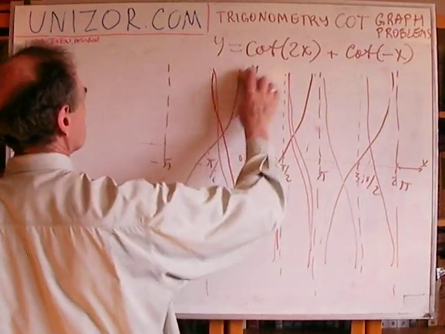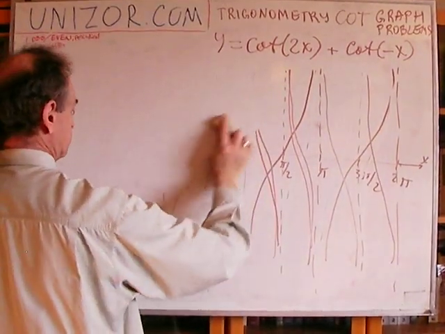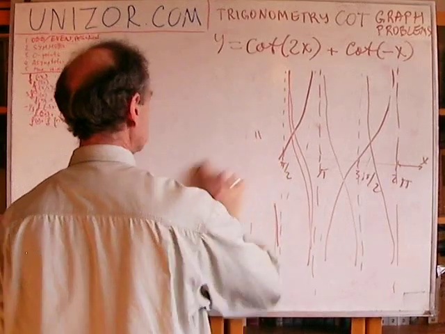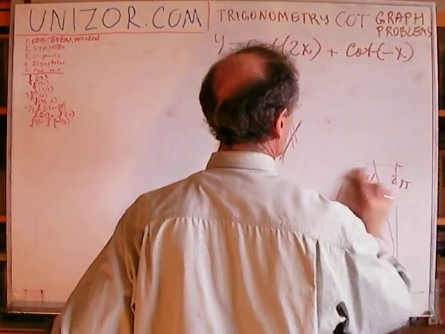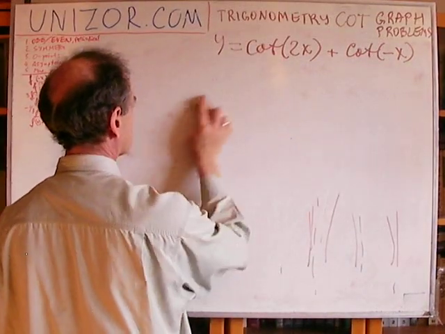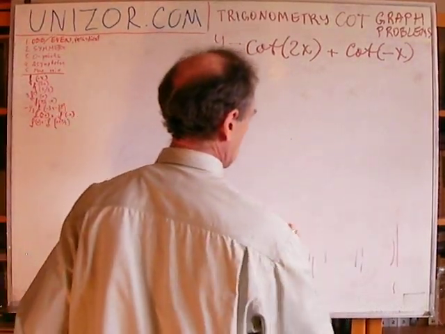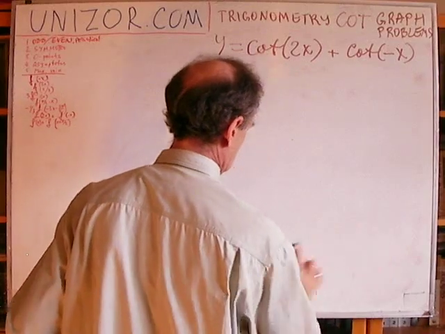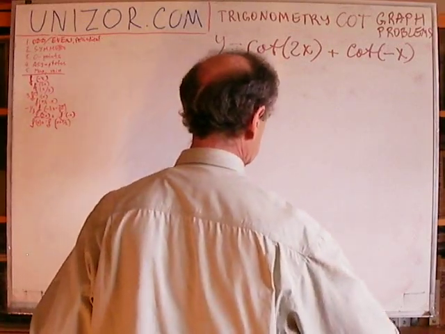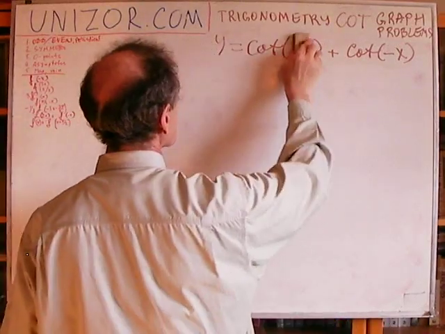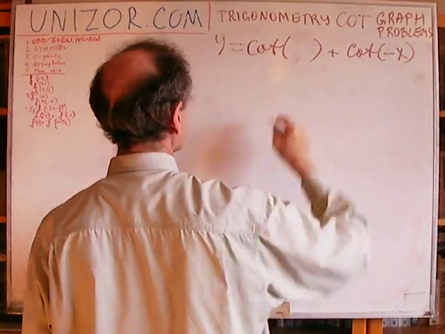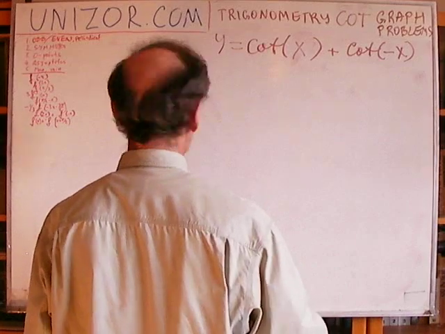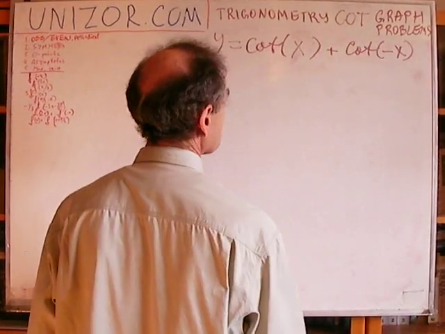And one more, last task. It's also on summation of two graphs. One is cotangent of x, and another is x plus pi over 2.